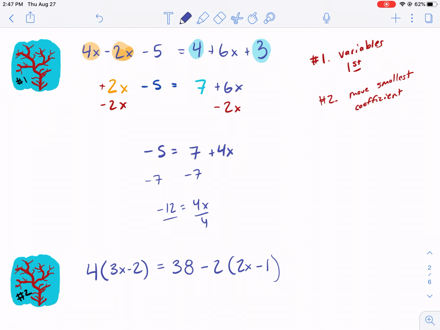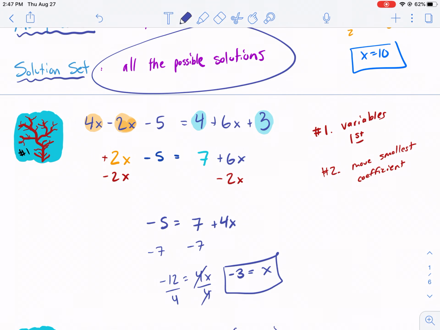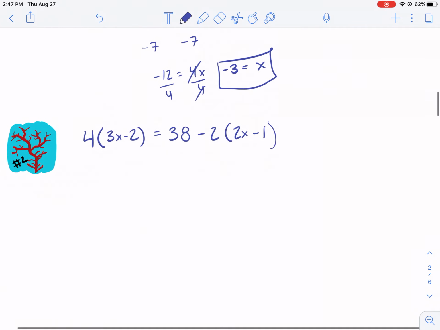We divide by 4. Using properties of equality, we can do that because we do the same thing to both sides. This cancels away, or is equivalent to 1 times x, which is just x, equals negative 3. There's our answer. Okay, that is our solution set. There's only one solution, just like in the first example.